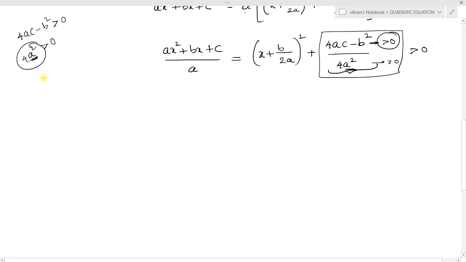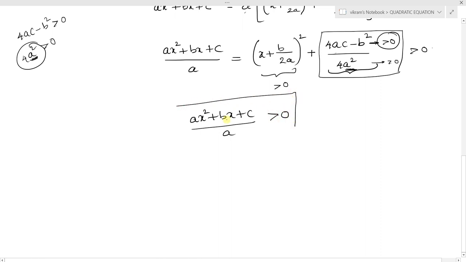Then we can consider x plus b by 2a, whole square. Square means this term is also greater than 0. Then we can say that (ax square plus bx plus c) by a, totally, is greater than 0. Ax square plus bx plus c by a is greater than 0.